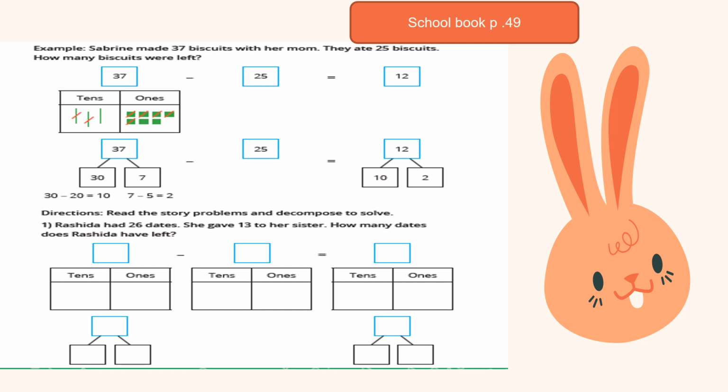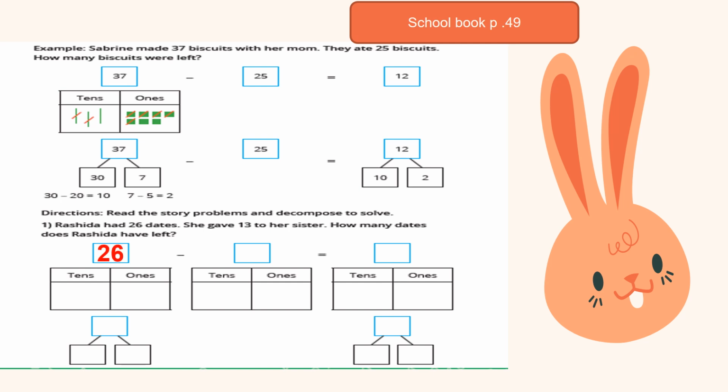Let's move to next story problem. Rashida had 26 dates. She gave 13 to her sister. How many dates does Rashida have left? Left is a keyword for subtraction. So 26 minus 13. Let's start with ones.